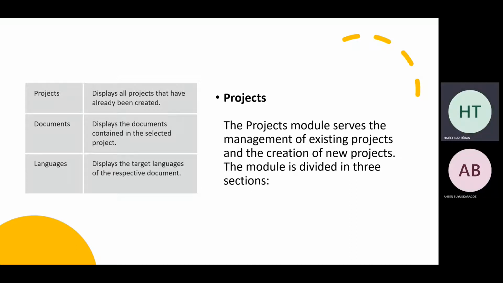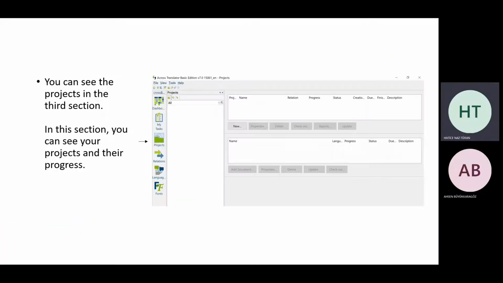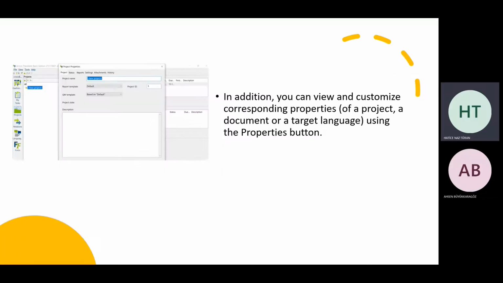And for projects, the module serves the management of existing projects and the creation of new projects. The module is divided into 3 sections: projects, documents, and languages. So how to create a document? Firstly, you should open the application, of course, and you can see the projects in the 3rd section. In this section, you can see your project and their progress. In addition, you can view and customize corresponding properties using the Properties button.